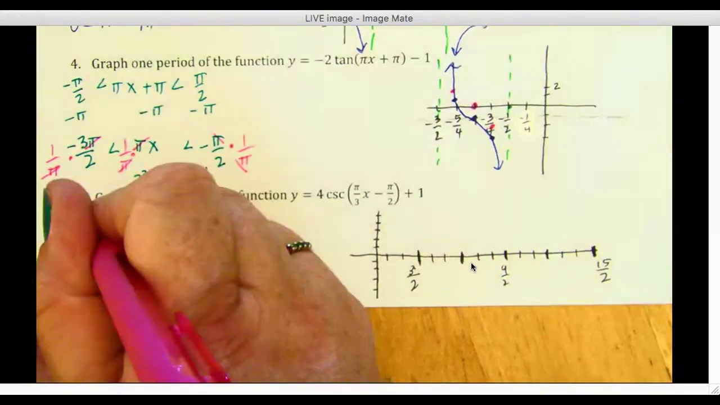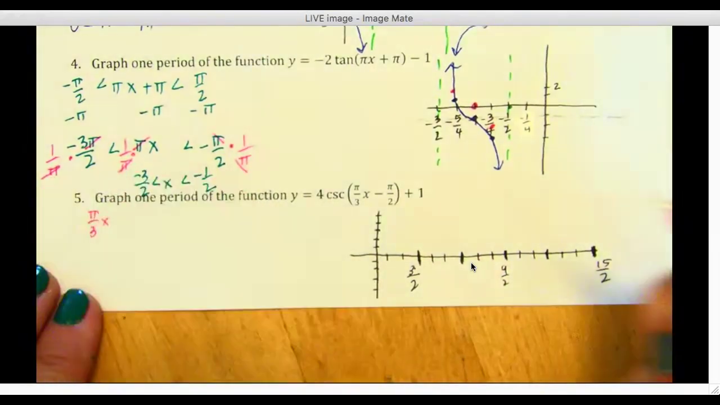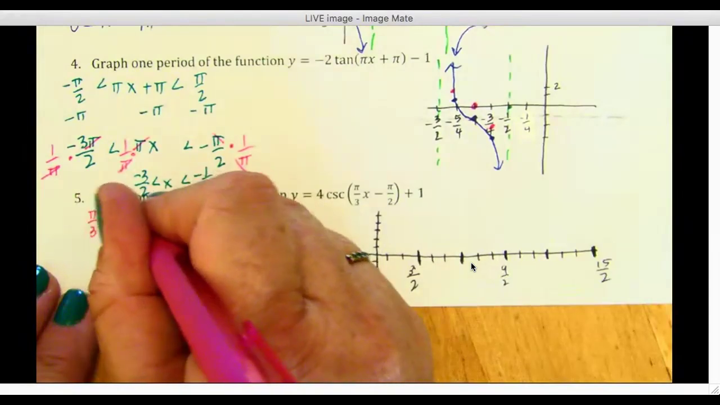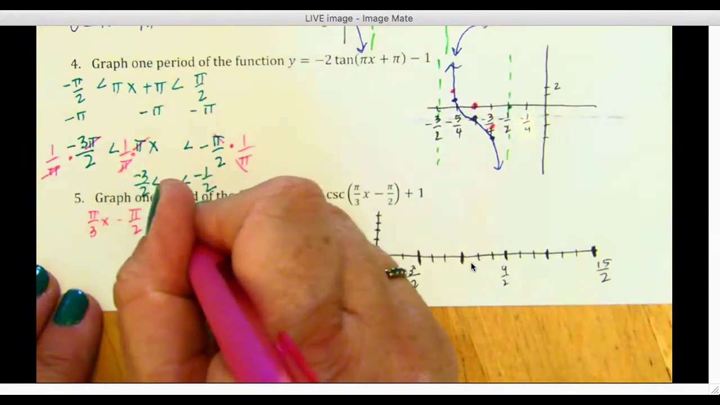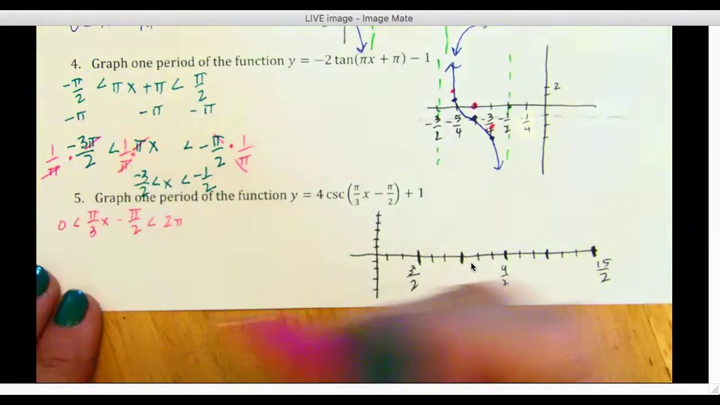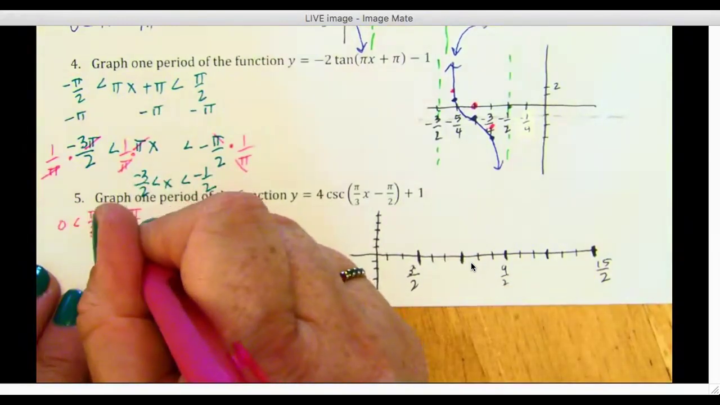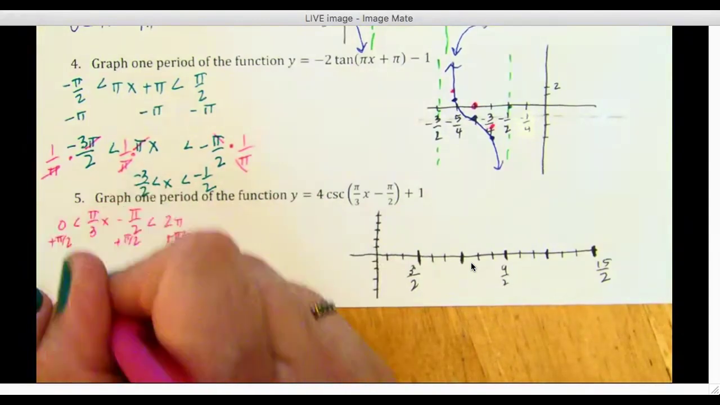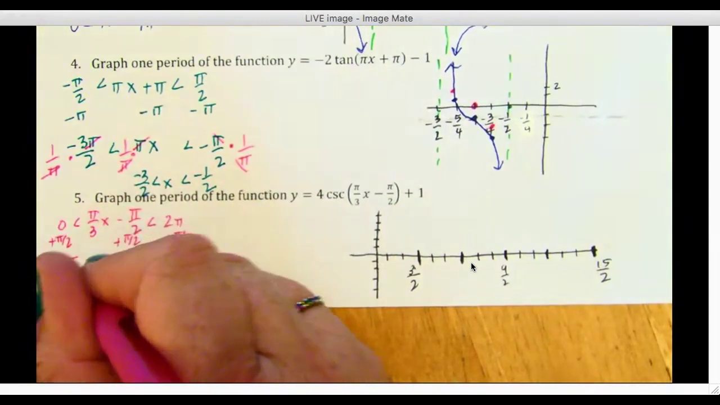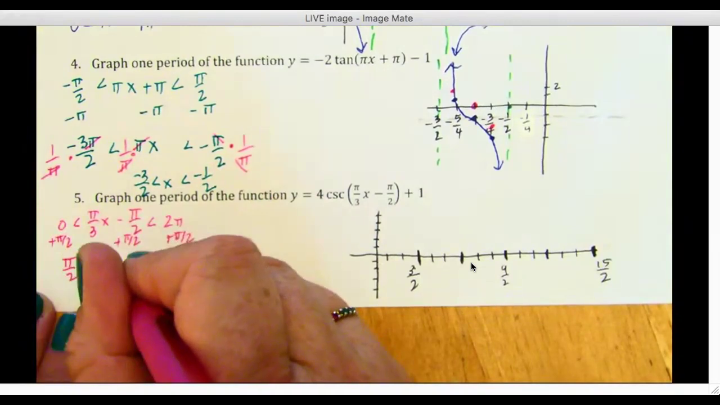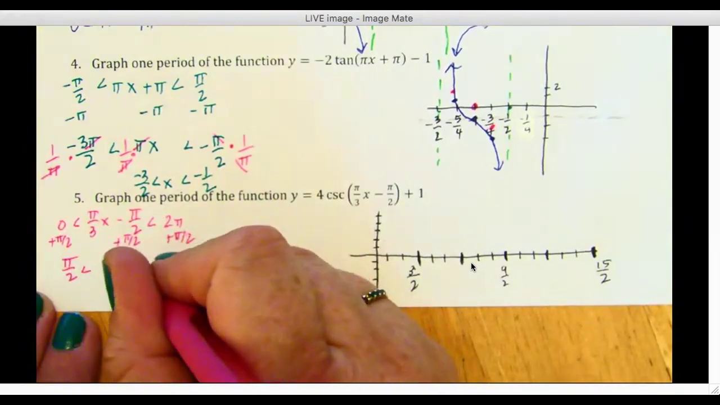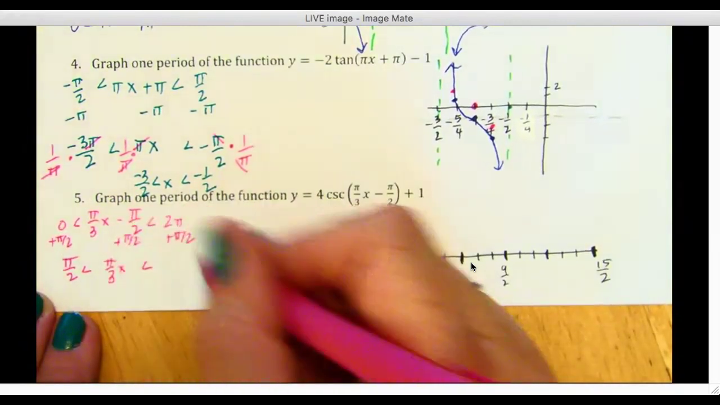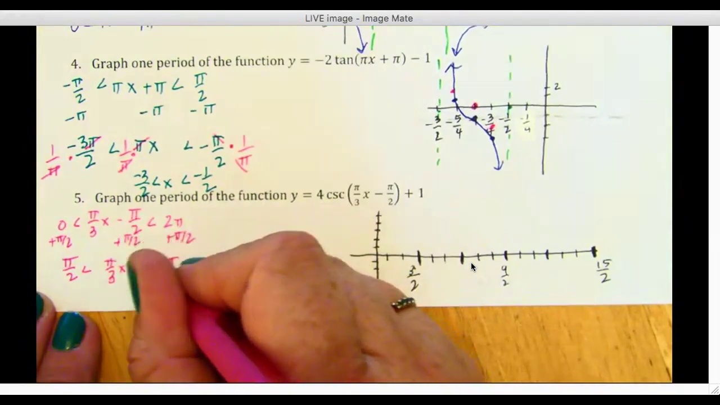So we have 0 ≤ pi/3 x minus pi/2 ≤ 2 pi. I'm going to add pi/2. And so I have pi/2 ≤ pi/3 x ≤ 2 pi plus pi/2, which is 5 pi/2.